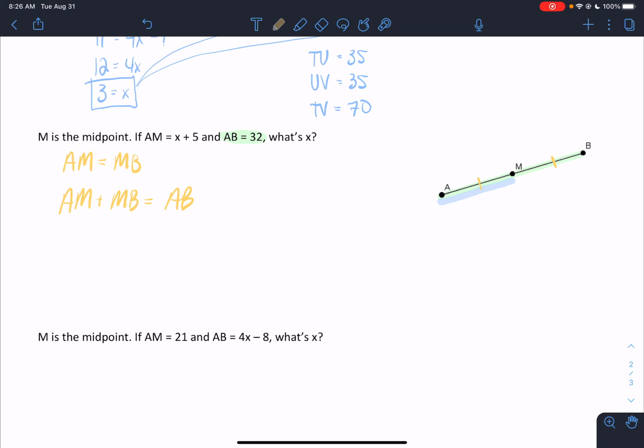And so AB is 32. And then it should make sense, since AM and MB are the same thing, that I can just double AM and that'll get me the entire thing. So I can just go ahead and put AM down twice, because AM and MB are going to be the exact same thing. I can then combine those together and then solve. So x is equal to 11.